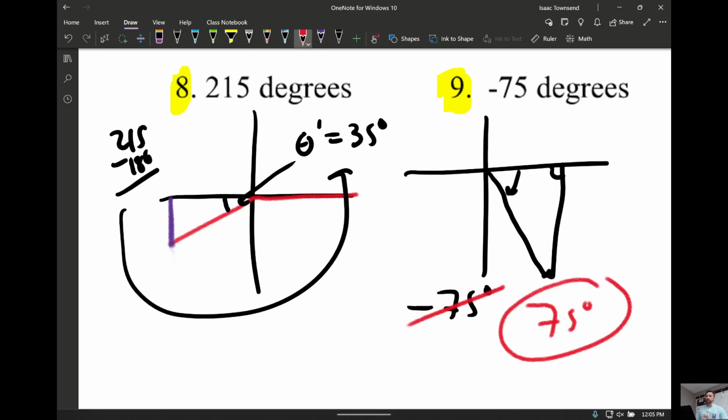Okay, if you have a question about either of those, please speak up and say. Otherwise, try the 2 radian questions, 10 and 11. I'll give you a little bit more time there since radians are a little bit less familiar.